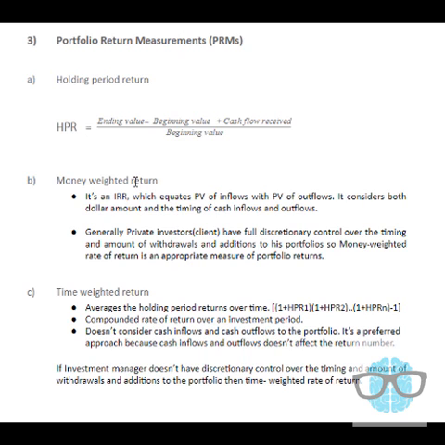So, in holding period return, we take the ending balance of the portfolio, we subtract the beginning balance from the ending balance, and we add any cash flow to the return, and we divide it by the beginning value. So that constitutes a holding period return.